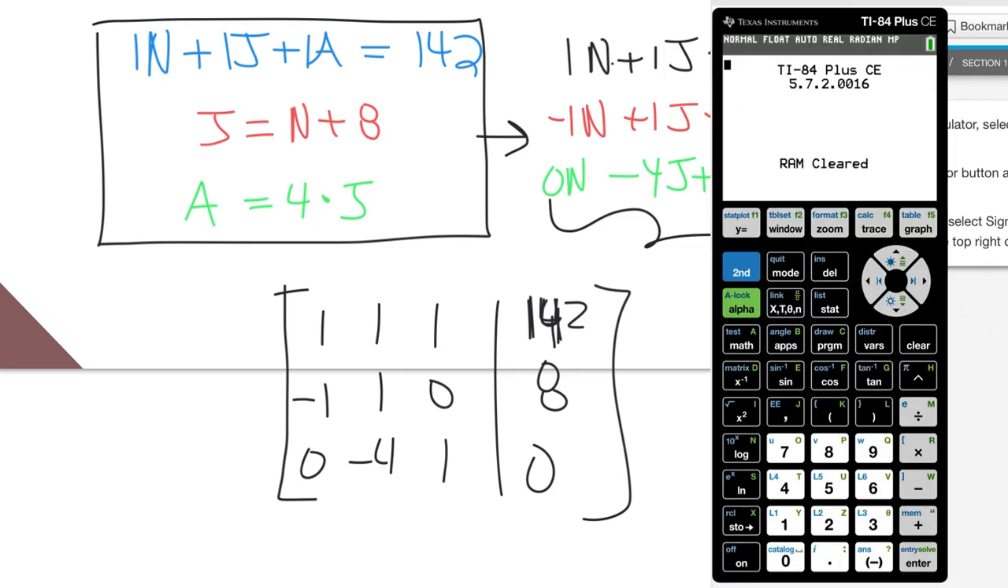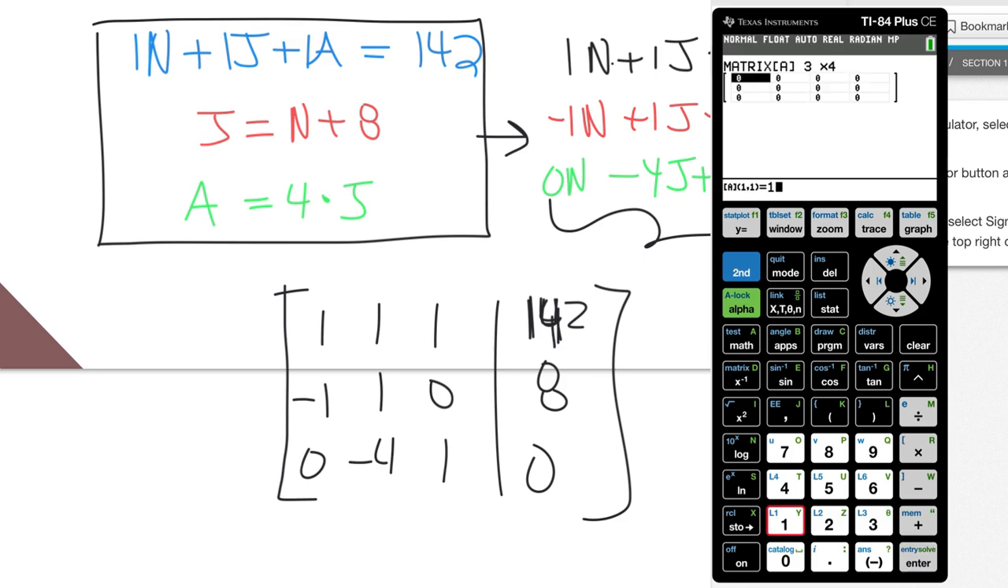Okay, so we got our calculator up here. I'm going to show you a different way. Notice how this is a 3 by 3, but if we add this column, it's going to be 3 rows and 4 columns. So we're going to ignore this at the moment and use it as a 4th column. So we'll go to second, matrix. We're going to edit matrix A, and we're going to do a 3 row by 4 column this time.